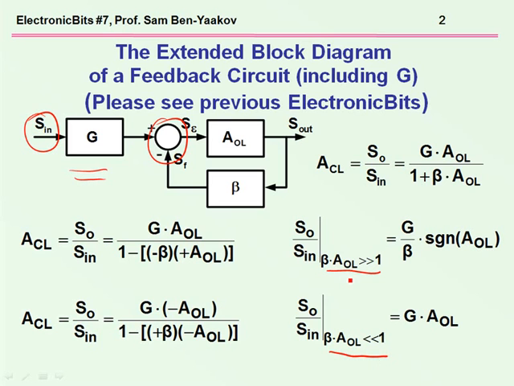For the case that the loop gain is larger than 1, then of course the 1 in this equation can be neglected. A open loop is divided out and we end up with G over beta, which is this expression here. We have to add the sign of the amplifier just to retain the polarity, being an inverting or non-inverting amplifier. However, when beta A is smaller than 1, then of course it can be crossed out and we end up with G over A open loop, which is shown here.